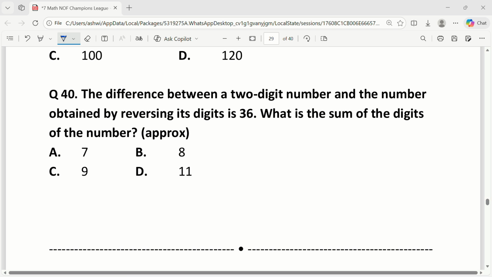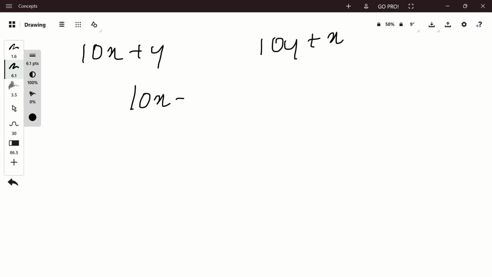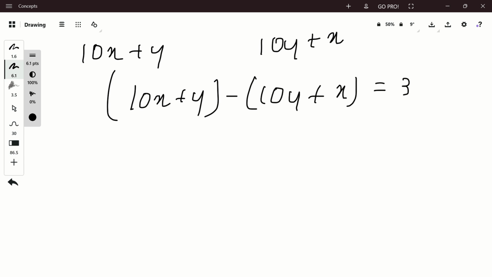The difference between a 2-digit number and the number obtained by reversing its digits is 36. What is the sum of the digits of the number? Let the 2-digit number be represented by its digits x and y, where x is the tens digit and y is the units digit. The value of the number is 10x plus y, and the number obtained by reversing the digits is 10y plus x. The problem states that the difference between the original number and the reversed number is 36. That is, 10x plus y minus (10y plus x) is equal to 36. Simplify the expression to find a relationship between the digits x and y. We come down to x minus y is equal to 4.